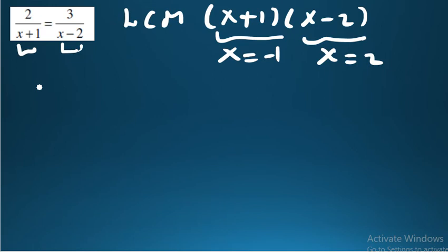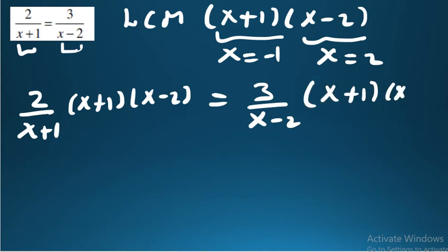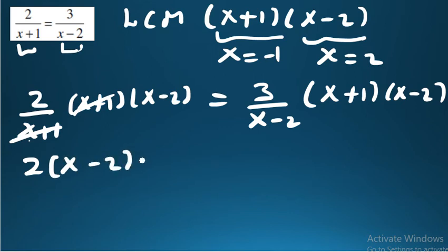Therefore, according to the step, we need to multiply both sides by this LCM. That means 2 over x plus 1 will be multiplied by x plus 1 and x minus 2, and the other side also: 3 over x minus 2 also will be multiplied by x plus 1 and x minus 2 because this is the LCM. At this point, we can cancel what is common, what you see diagonally. X plus 1 will be cancelled by x plus 1, then what remains? 2 in bracket x minus 2 is equal to, here x minus 2 cancelled with x minus 2, then 3 in bracket x plus 1 remains.